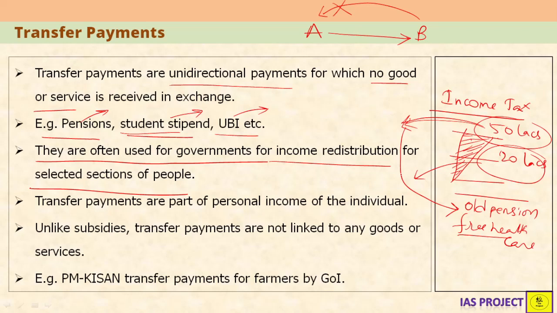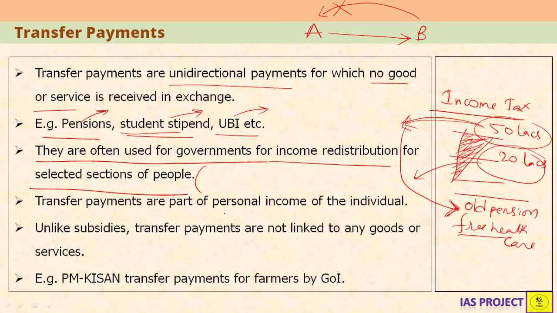Such kind of taxation, where income tax or any kind of tax increases with increase in income, is called a progressive tax, because as you earn more, you are taxed more. And such kind of increased tax is used for benefiting the people who are on the lower ranges of the income. So it is called a progressive tax. So transfer payments are mostly used in the form of income distribution for selected sections of people, which usually means poor people or people who are at risk within the economy.